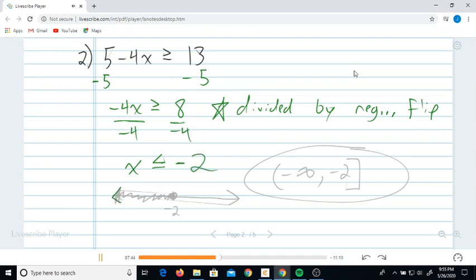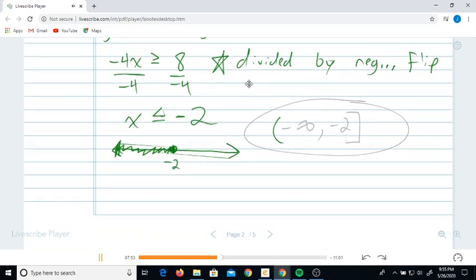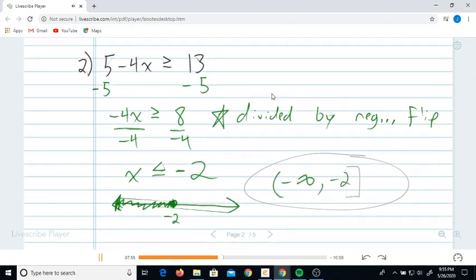So if I were to make a number graph, my solution is all numbers equal to negative 2 or below. So the solution set is negative infinity to negative 2 with a bracket. Now if you forget to flip, your interval will be completely wrong. You'd be saying pick any number above negative 2 and it'll work. Well, if we pick a number bigger than negative 2, say 0, it won't work. If we plug 0 into the original statement, we would get 5 is greater than 13. That's false.